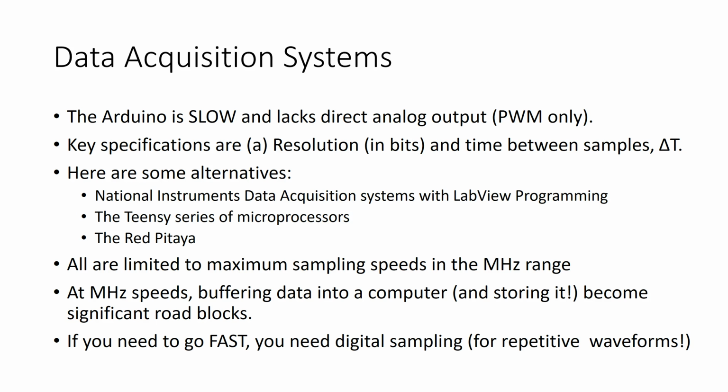As you well know, your $11 Arduino is slow and doesn't really give an analog output. There is this pulse modulation that lets you set a DC level, but it certainly doesn't let you generate some arbitrary waveform. So what are the things you need to think about when you are looking for a data acquisition system for your lab? Well, one of them is the resolution in bits.